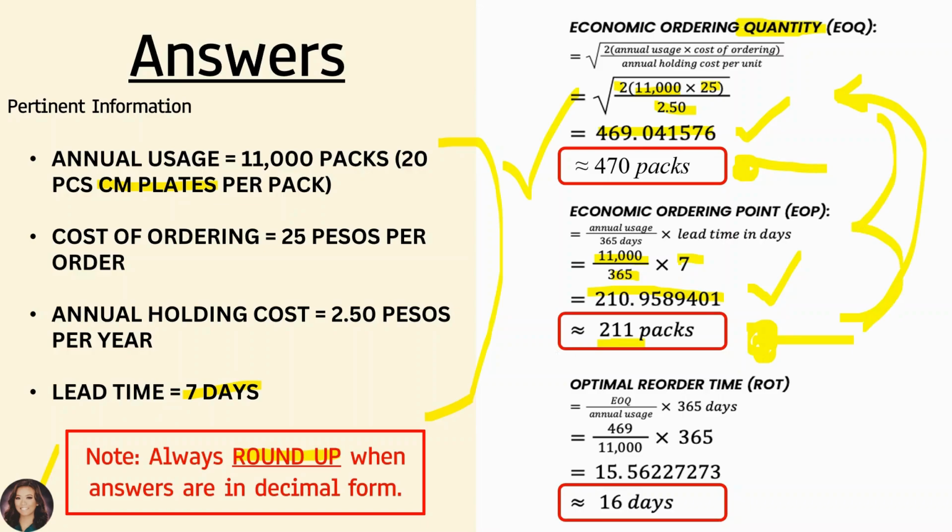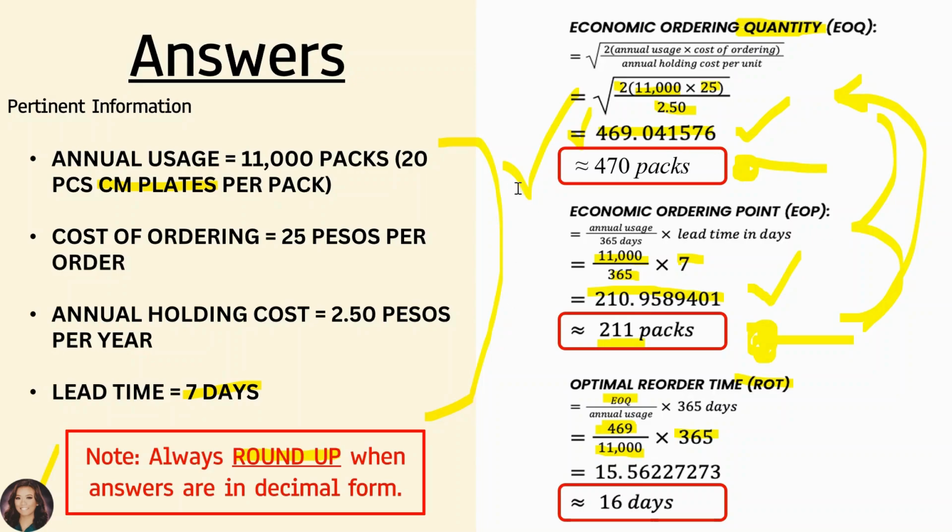Okay? Now, when's the best time to do all of this? Kailan tayo gagawa ng ganyan? Let's look at the ROT now. So, your EOQ, yung sagot mo kanina, this one. Oh, this should be 470. Sorry, pakipalitan na lang. This should be 470 and then divided by 11,000 times 365. What's that? Can you compute that? Okay, instead of it being 469, is it different if it's 470 divided by 11,000 times 365? Oh, it's the same.